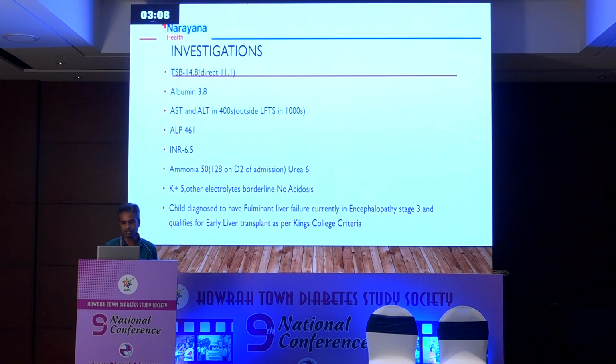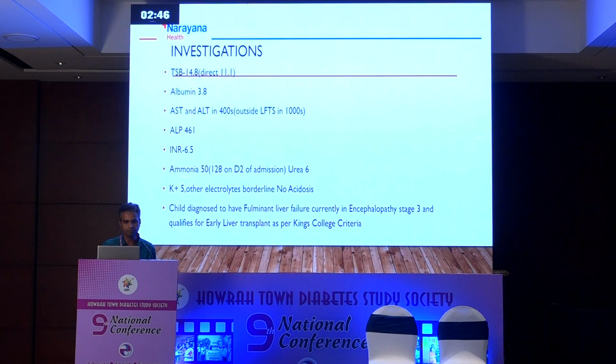Investigations were sent from the PICU and showed total bilirubin of 14.8, albumin 3.8, AST and ALT in the 400s, alkaline phosphatase 461, INR 6.5, ammonia 50. In the evening we sent it, and next day when we repeated it, it was 128. Potassium was 5 and all the other electrolytes were borderline.